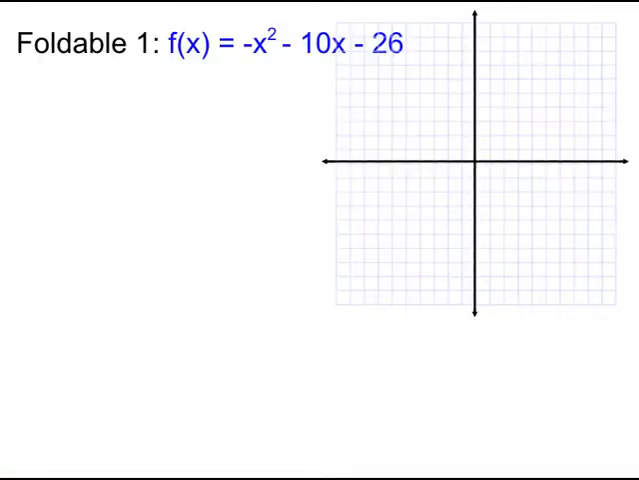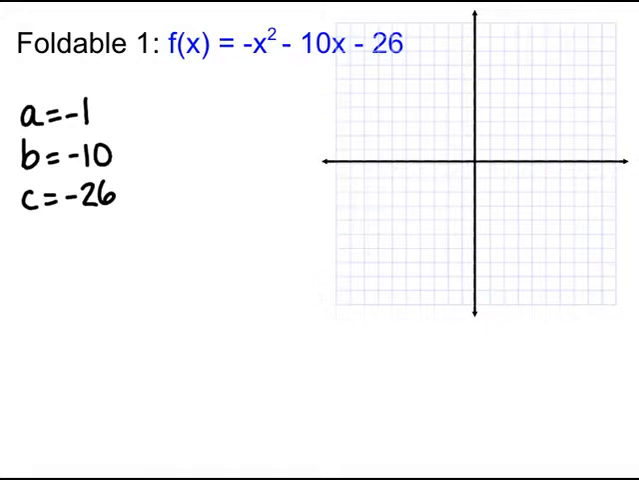The example we're going to do is f of x equals negative x squared minus 10x minus 26. As always, a is the leading coefficient in front of your x squared. In this case, it's negative 1, so a equals negative 1. Now, we're going to make sure everything's in standard form, which means it goes x squared, x, constant, which it does. So b is negative 10, and c is negative 26.